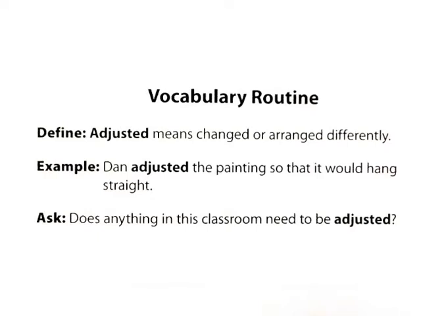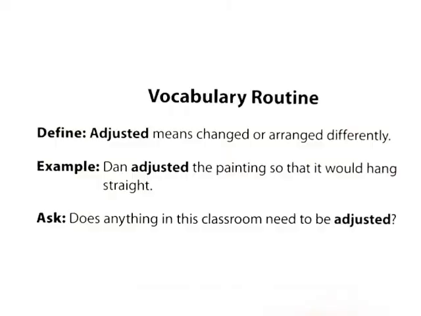Adjusted means changed or arranged differently. Changed or arranged differently. Pause the video, write your definition. Next, we have the example. An example of adjusted is Dan adjusted the painting so that it would hang straight on the wall. Right? Got to make those adjustments so it looks nice. All right, pause the video, write your example.